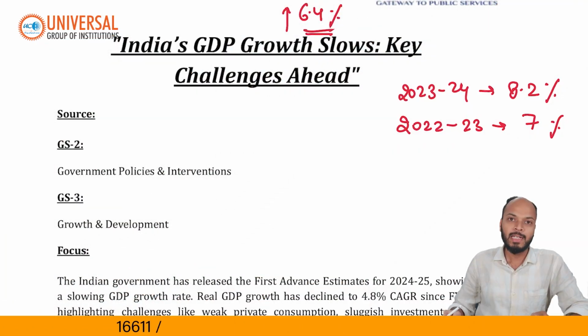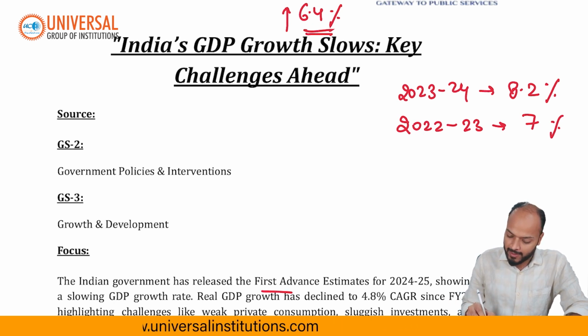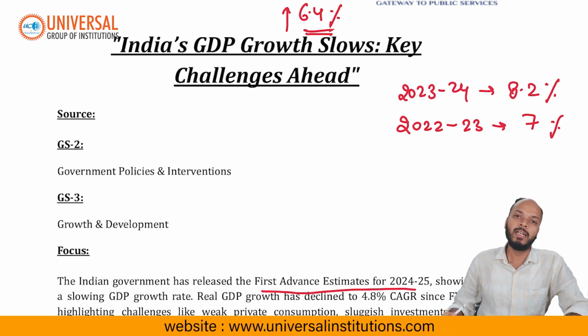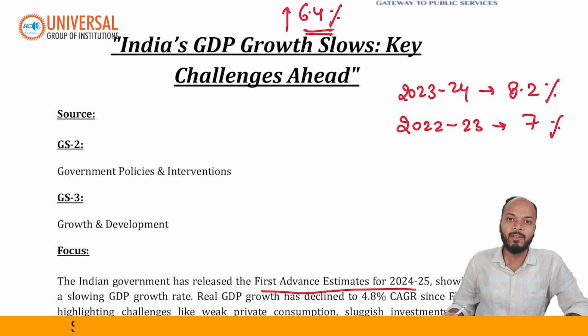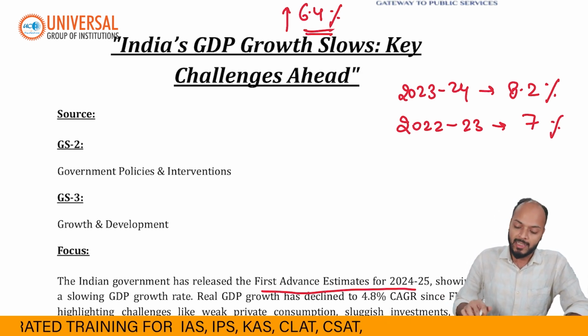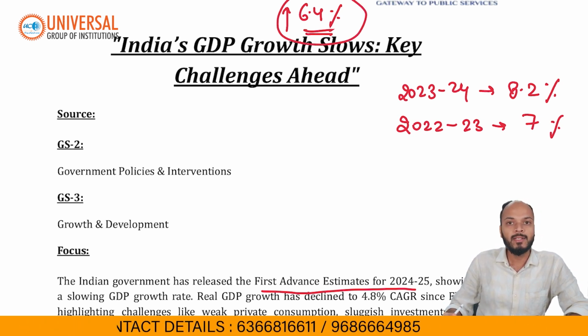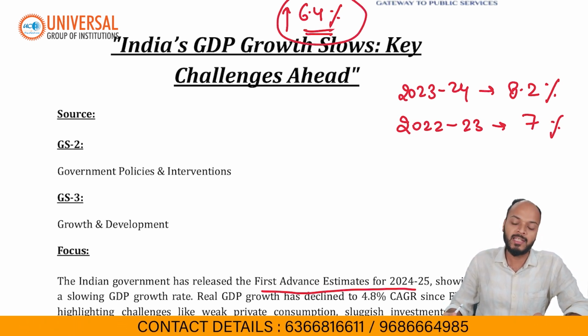Hello all. So recently, the Government of India has released the first advance estimate for the year 2024-2025. As per this estimate, India's real GDP is about to grow by 6.4%. This is much less than the earlier expectations.